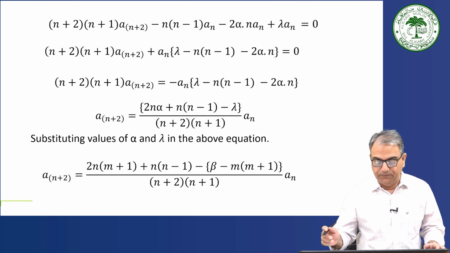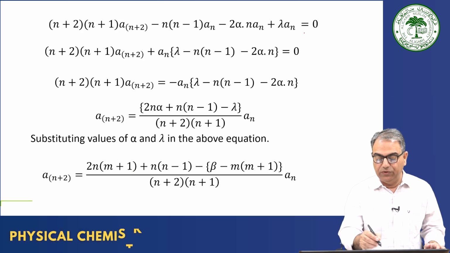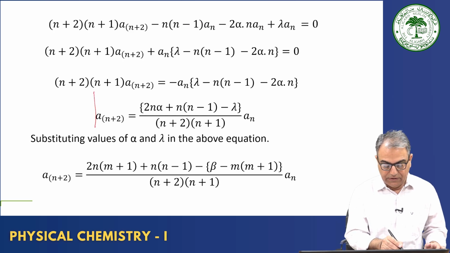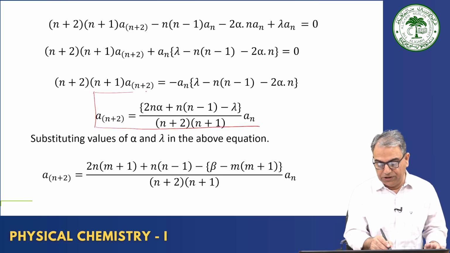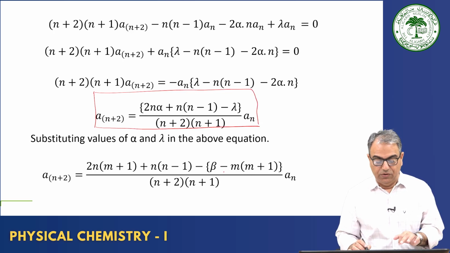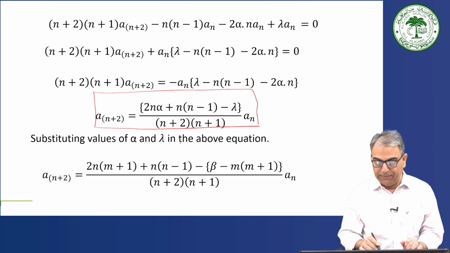Once you write this one, you can rearrange this equation, n plus 2, n plus 1, a n plus 2 minus n into n minus 1 a n, to get this equation, from which you can get different terms. If you put n is equal to 0, you get the a2 value. If you put n is equal to 1, you get the a3 value. If you put n is equal to 2, you get the a4 value, and so on, other values you can generate.